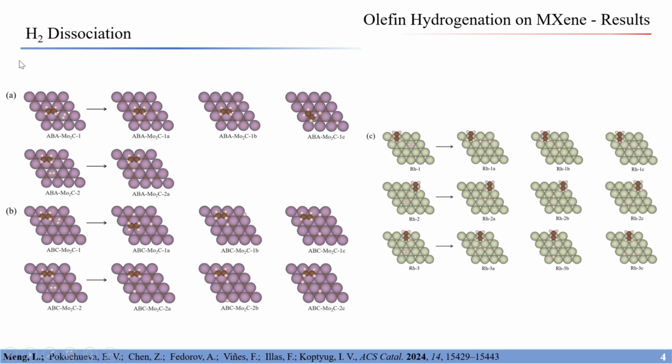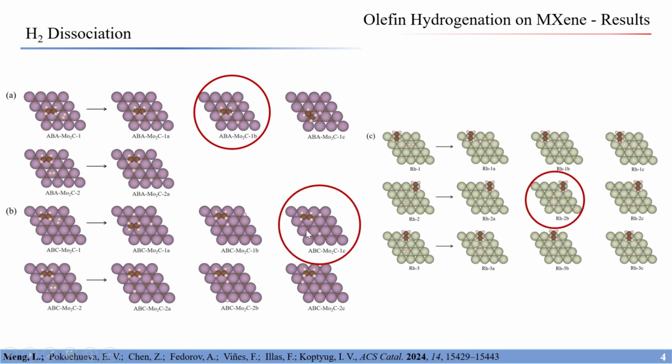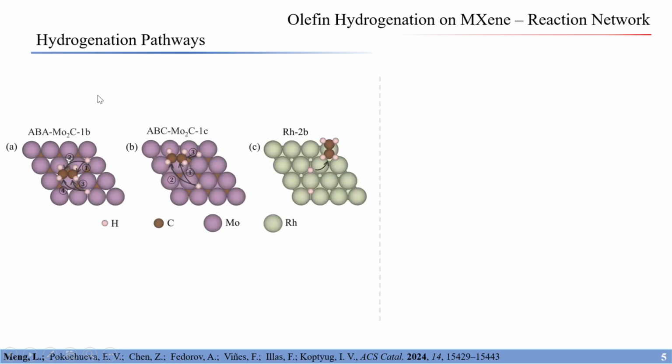And then the optimal adsorption sites of the reactants hydrogen and ethene were first identified, followed by the analysis of the hydrogen dissociation, and finally the ABA molybdenum carbide 1B, ABC molybdenum carbide 1C, and the rhodium 2B were selected for further investigation of the hydrogenation pathways. Here are the different hydrogenation pathways we designed.